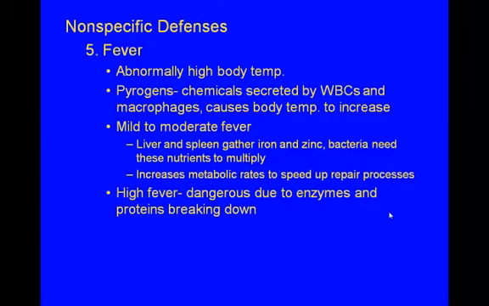Now, high fevers are dangerous due to enzymes and proteins being broken down. So if you think back to the chemistry chapters where you talked about proteins denaturing, so they only work at certain temperatures. So when your fever gets too high, then those proteins denature and fall apart, and that's a huge deal. Now, having said that, a couple of things I want to talk about.